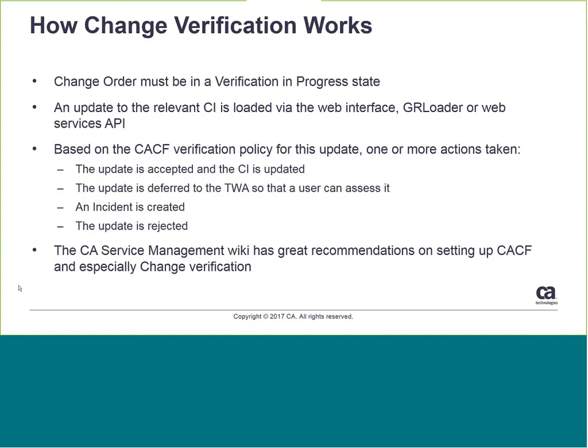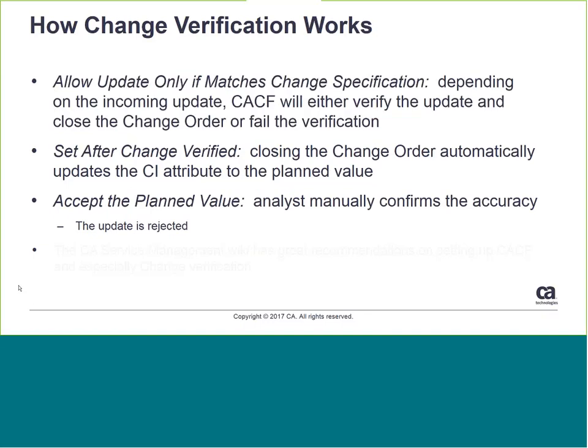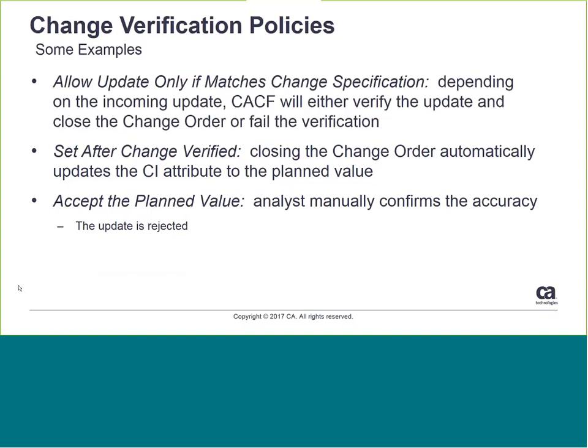As I say in the bottom bullet point here, the wiki has an extensive discussion on this topic of the CACF, and I really recommend checking it out because it has some really good information there. But some example policies would be, like this top one here, allow the update only if it matches the change specification. That's the one that I described, where based on the incoming update to the CI, the verification rules will either allow the update to the change order, close out the change order, or not, depending on what that value became.